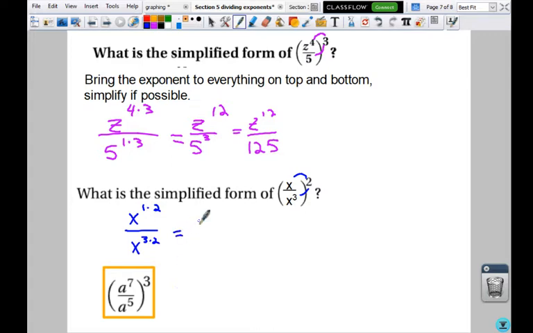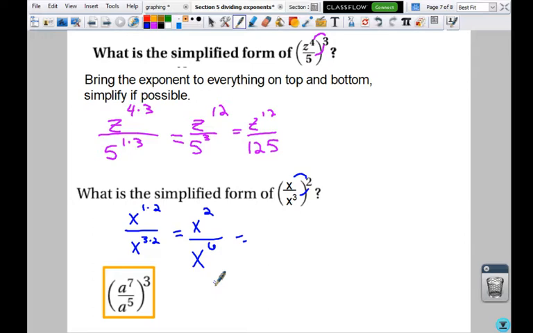x to the 1 times 2 is x squared. Over x to the 3, times 2 is x to the 6. Quiet, Adelia, please. But I'm not quite done because, Adelia, what do I have to do now? We are going to subtract 2 and 6.